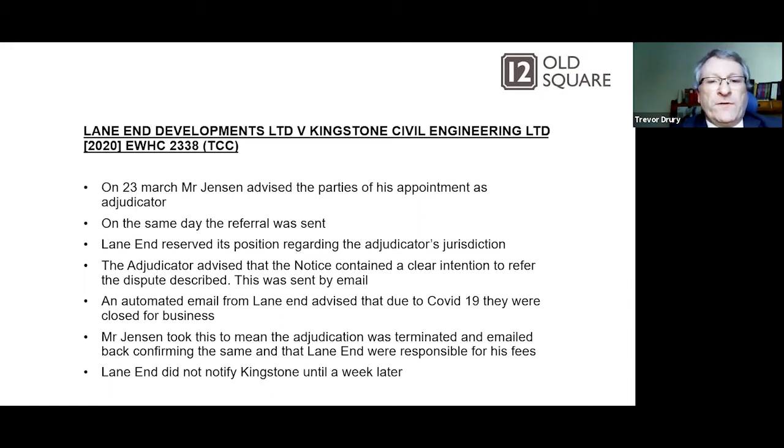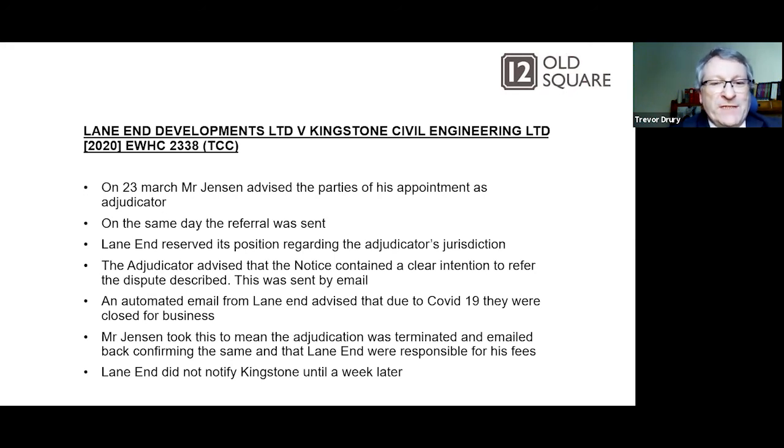The adjudicator advised that the notice contained a clear intention to refer the dispute described. This was sent by email. Now, this is another issue, I think, where you have info@ whatever your company's name is. It goes into a big box that hardly anyone probably looks at. So this was another issue here.